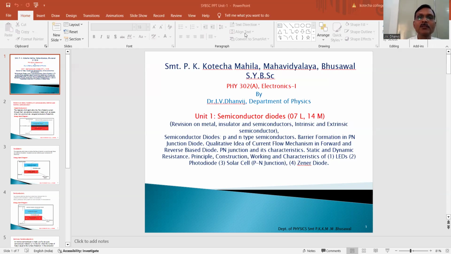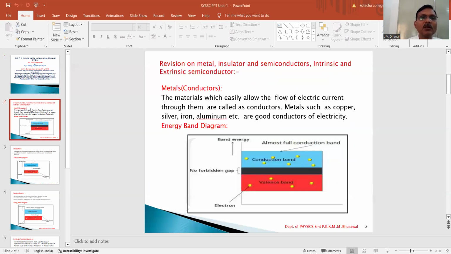In this unit, let us see first the revision of metals, insulators, and semiconductors. So let us see first what is metals. The metals which easily allow the flow of electric current through them are called conductors. Metals such as copper, silver, iron, aluminum, etc. are good conductors of electricity.